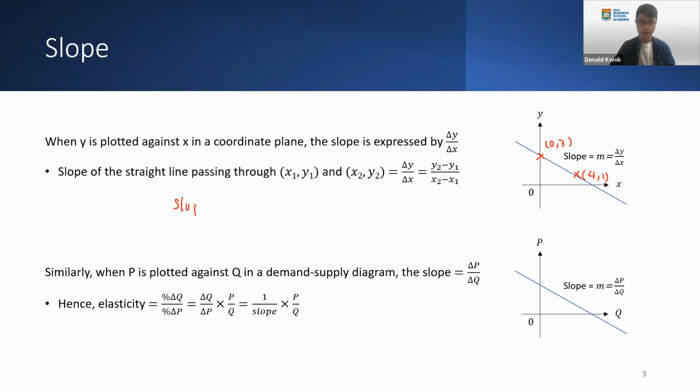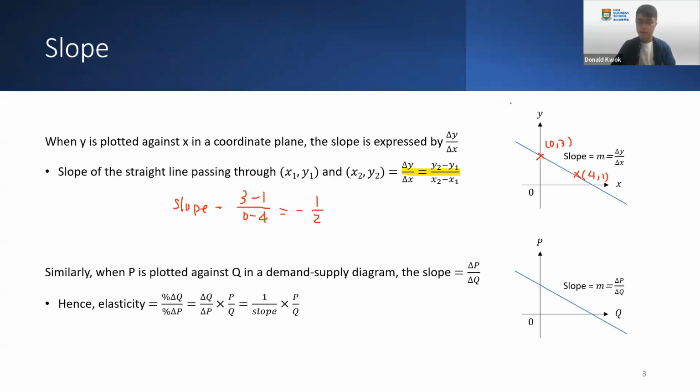It can be calculated as follows: 3 minus 1 divided by 0 minus 4. The change in y coordinate divided by the change in the x coordinate. This is what I mean by delta y divided by delta x, or y2 minus y1 divided by x2 minus x1. So you are able to calculate that the slope here is -1/2. This is the idea of slope.